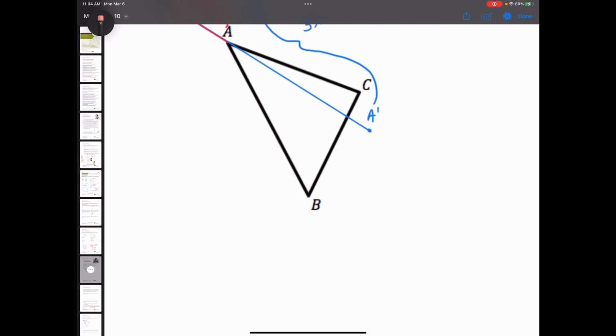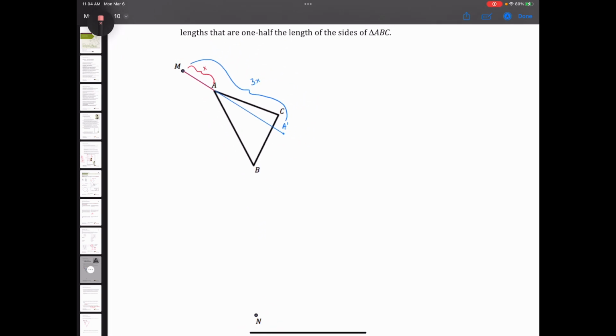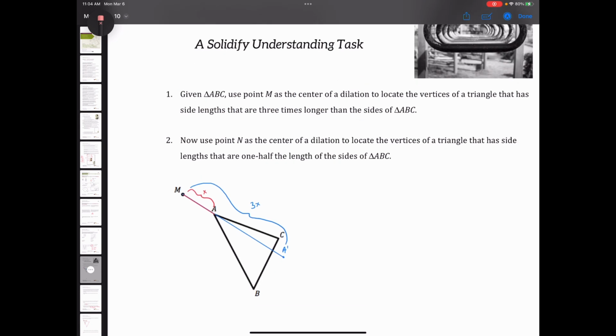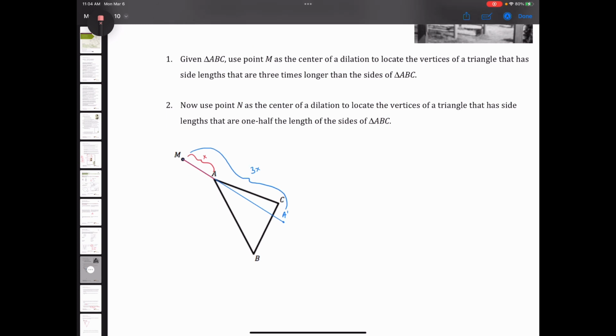Okay, go ahead and do that. All right, once you have finished that, you're going to do the same thing with N, except this time, instead of multiplying, it says we need to have the center of dilation be N with side lengths that are 1/2 the length. So what do you think we should do? Divided by 2. Very good. Let's get at it.